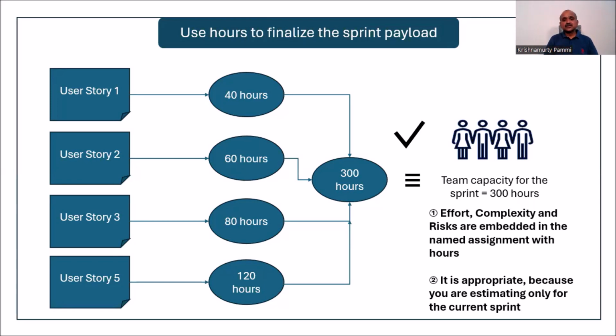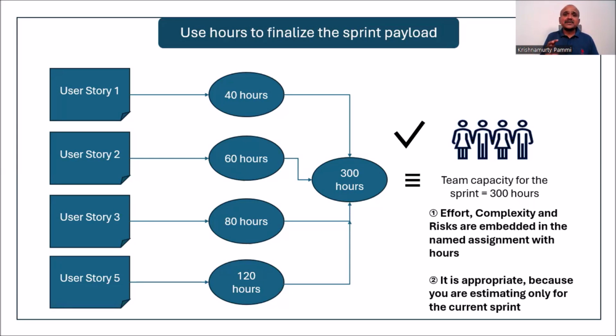See, friends, I want to tell you, there are people who come to sprint planning and decide the sprint payload based on story points. For example, if the team velocity is 30 story points and the product owner brings user stories, they cut, okay, 30 story points worth of work I take because my capacity is 30 story points. That's wrong. Why am I telling you? See, story point is an approximate estimation. It is not 100%. It is a relative estimation.